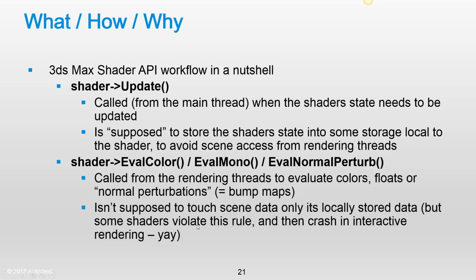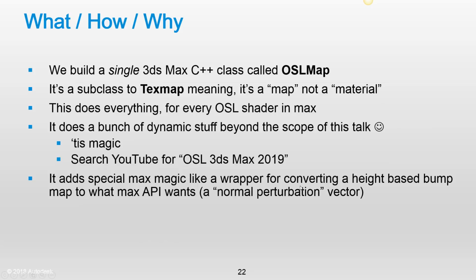But it's supposed to do this. It's supposed to update the internal information in the shader, and the eval function should only work with internal information in the shader. So what we did was to build a single 3ds Max texture called the OSL map. It's a subclass of texture map, so it's not a material. This deals with everything for every OSL shader in Max, regardless if they show up in the category or if they show up as the single OSL map. It's really the same class doing all the work. The only difference is that in one case it has a file preloaded and in the other case not.